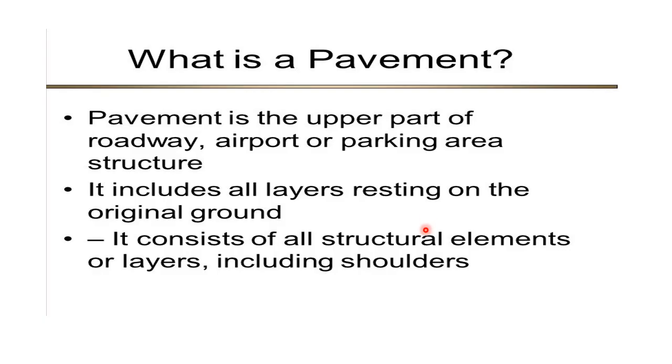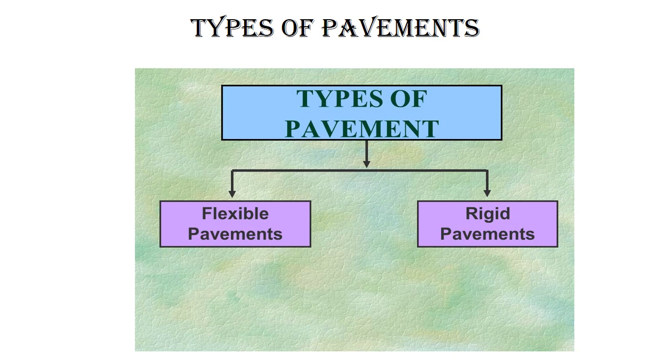So what is pavement? Pavement is the upper part of the roadway, airport or parking area structure which provides a hard, smooth, dust-free surface for the movement of vehicles. It includes all the layers, subgrade, subbase, base and surface course, resting on the original ground. It consists of all structural elements or layers including the shoulders.